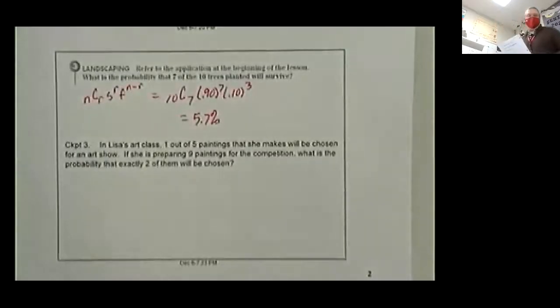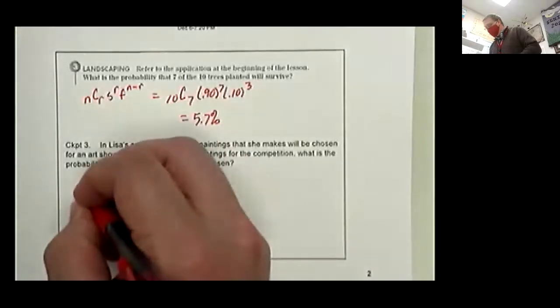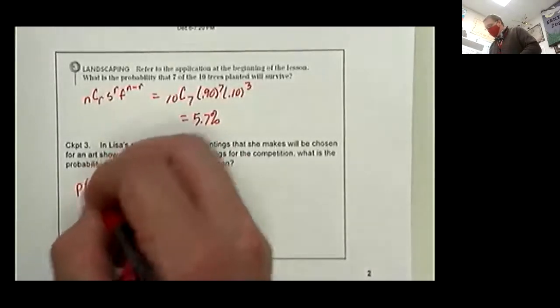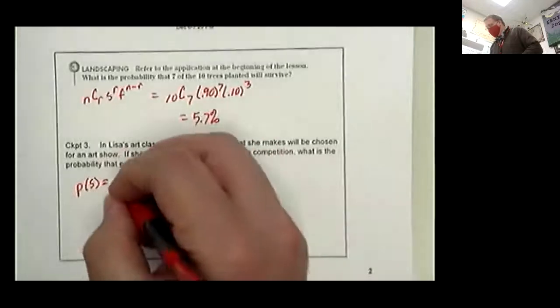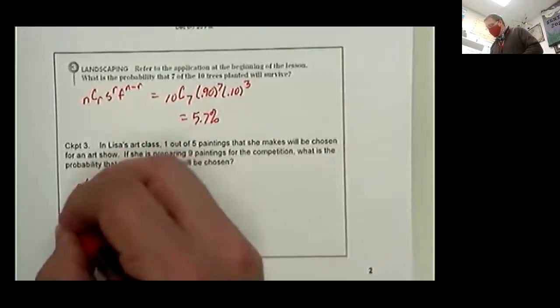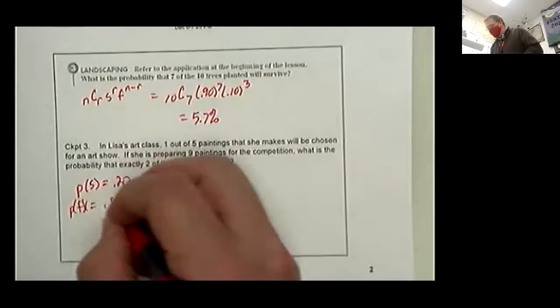Checkpoint 3, in Lisa's art class, 1 out of 5 paintings. Somehow I zoomed out on that. 1 out of 5 paintings that she makes will be chosen for an art show. If she is preparing 9 paintings for the competition, what is the probability exactly 2 of them will be chosen? Well, what's our probability of success? 1 out of 5, that's 20%. So the probability of failure is 0.80.